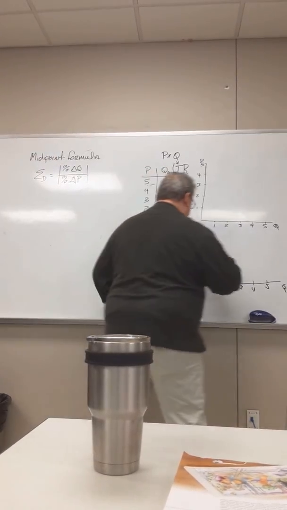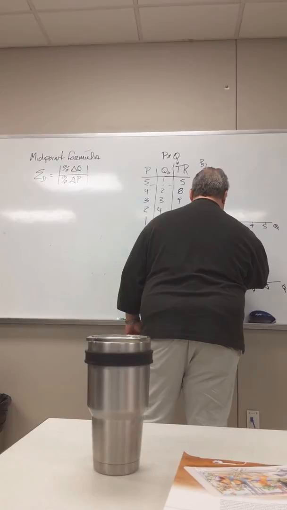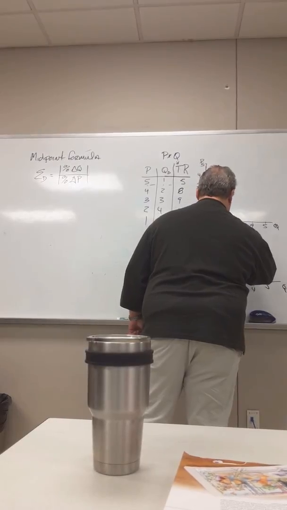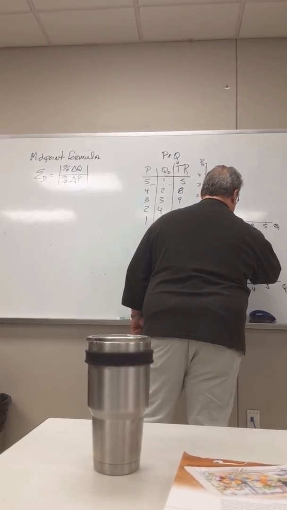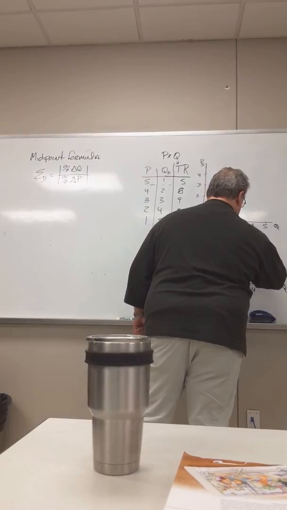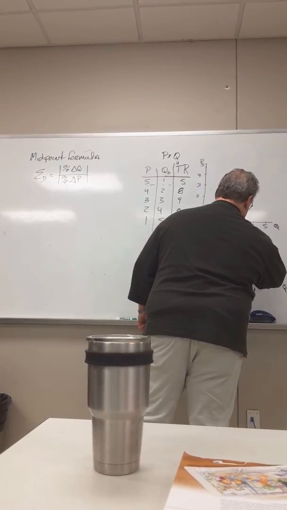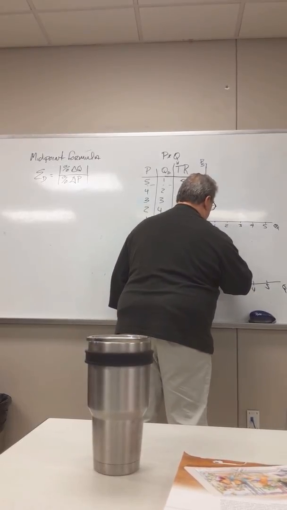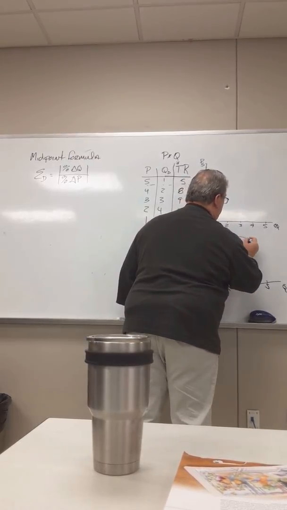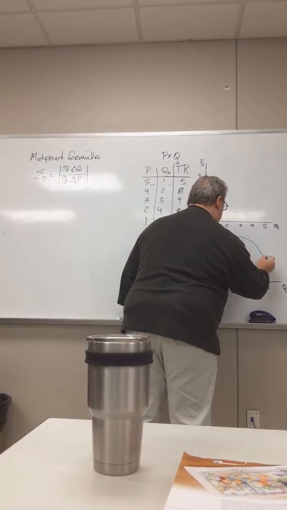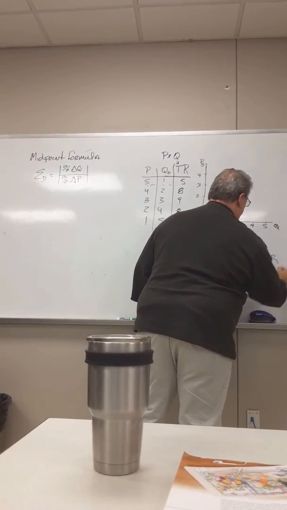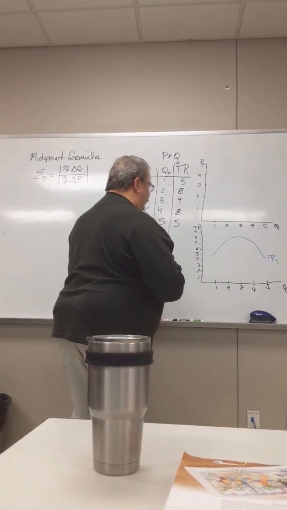We'll see it increasing. 5 and 1, 8 and 2, 9 and 3, 8 and 4, and 5 at 5. So if I draw this graph, it'll look something like this. That's my total revenue curve. And we'll come back to that momentarily.